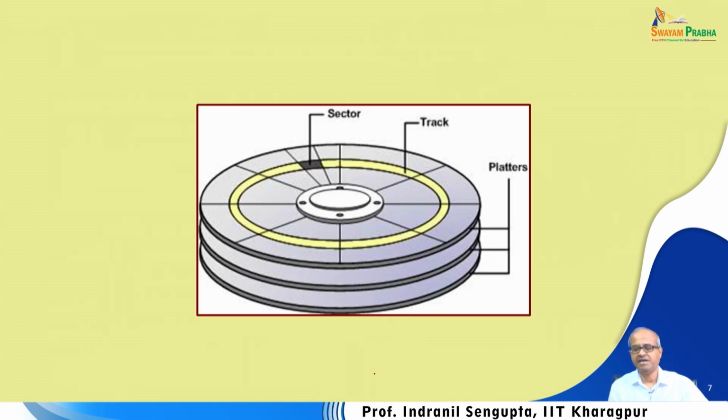So, pictorially, as I said, it looks like this. There can be multiple platters. In this diagram, I am showing 3 platters, 1, 2 and 3. 3 platters means there will be 6 surfaces, top and bottom, and on each platter there will be multiple tracks. One track is shown, this is the track, the yellow color, and inside the track there can be multiple sectors. So, one sector is shown here, and the same track number on all the surfaces taken together is a cylinder. These are some of the notations that we use. Okay? Fine.